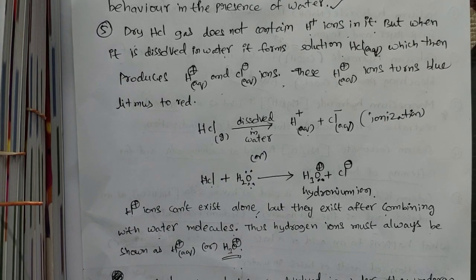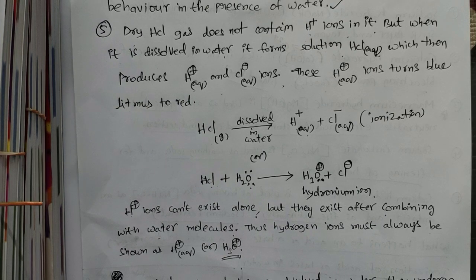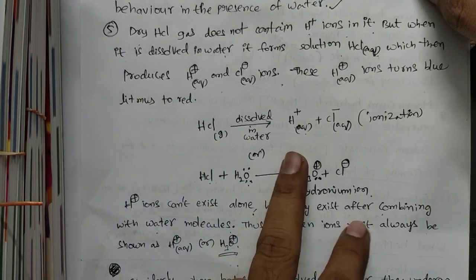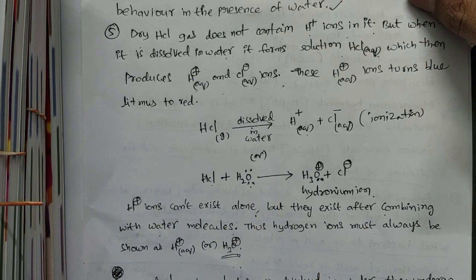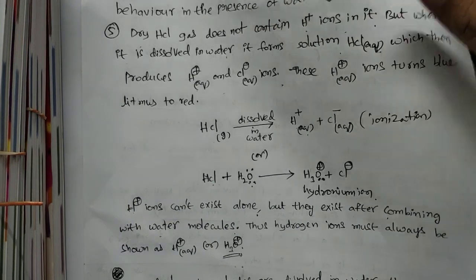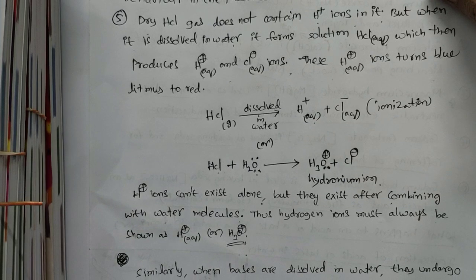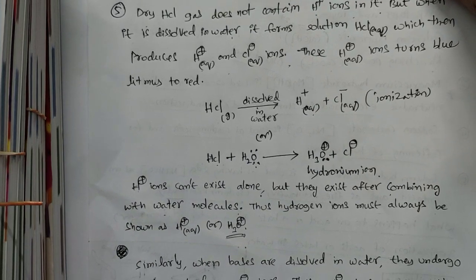But as soon as the HCl gas is mixed with water or moisture, H plus ions are produced. Once H plus ions are produced, the substance can act as an acid. So it should be kept in mind, the experiment should be conducted in a dry atmosphere.